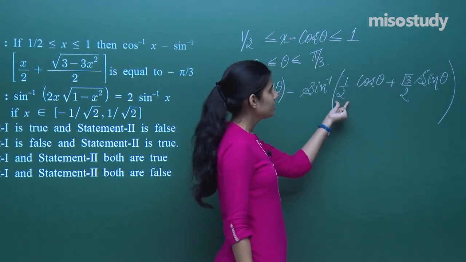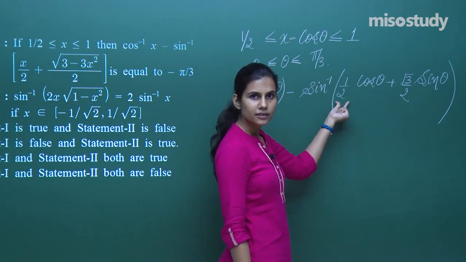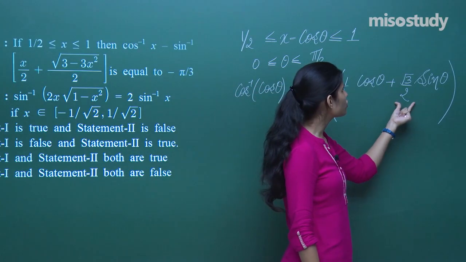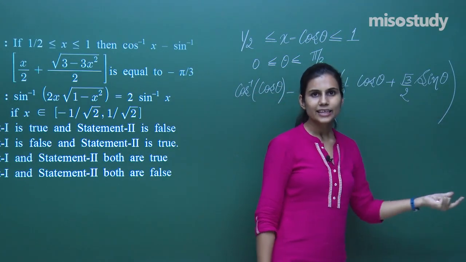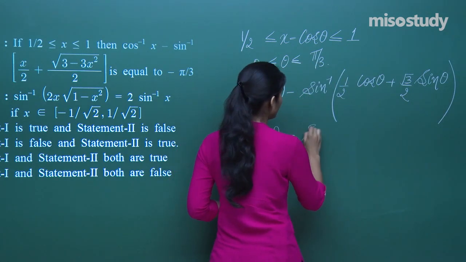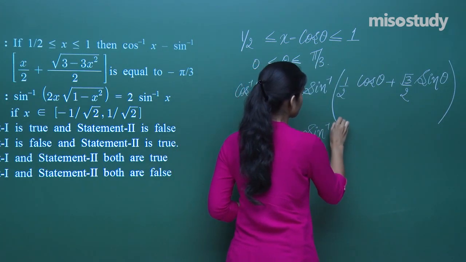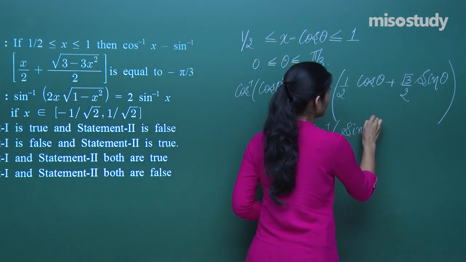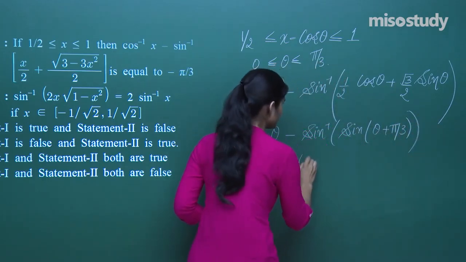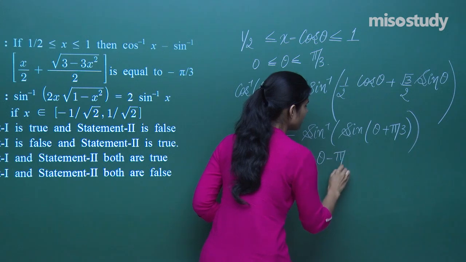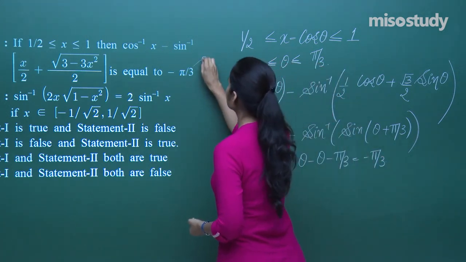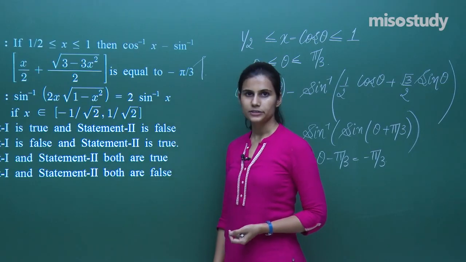So this is sine of pi by 3 cos theta plus cos of pi by 3 sin theta, that is sin A cos B plus cos A sin B. This becomes just theta minus sine inverse of sine of theta plus pi by 3. So this becomes theta minus pi by 3, which is minus pi by 3. So this statement is very much a true statement.